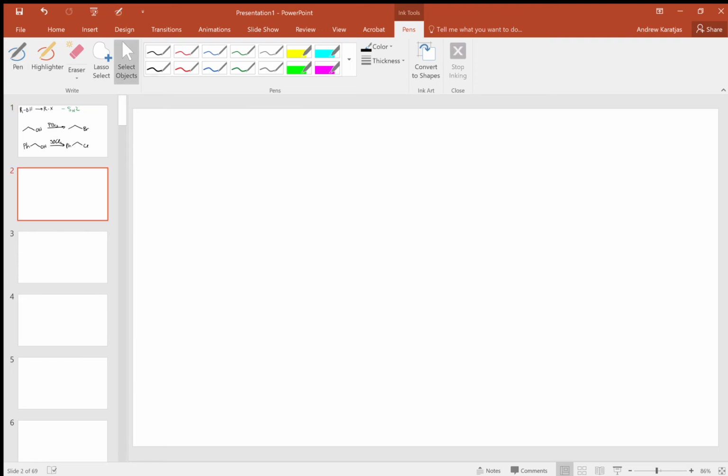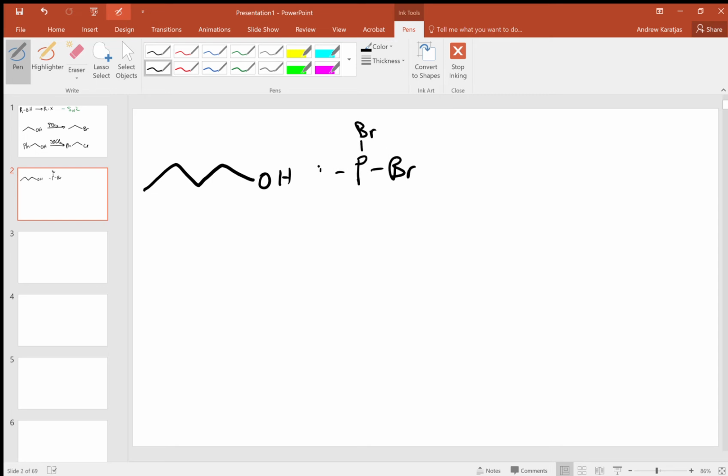So how do these reactions work? So in the case of PBr3, we have a phosphorus which is attached to 3 highly electronegative halogens. And so that's going to make that phosphorus a good electrophile. And so the oxygen attacks the phosphorus, and we kick off one of the bromines.